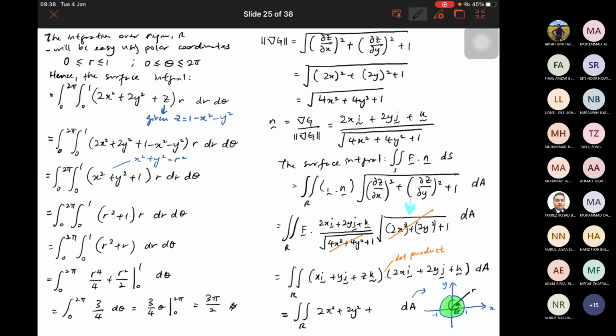Nanti kita tengok lagi satu example, how to evaluate the surface integral for the vector value function.